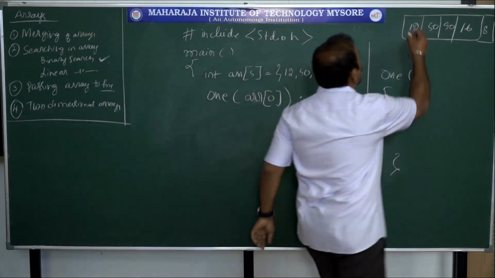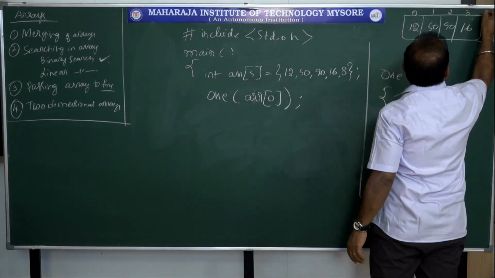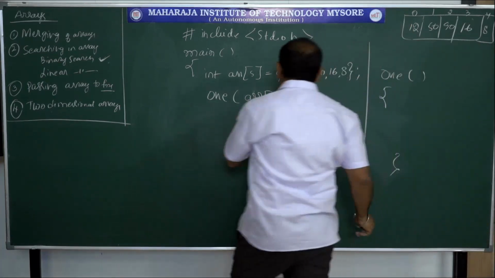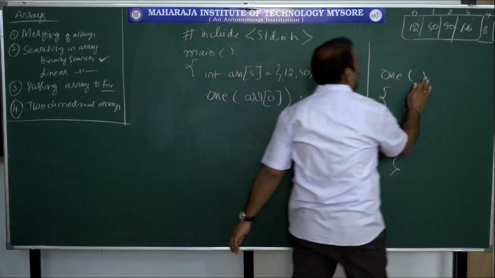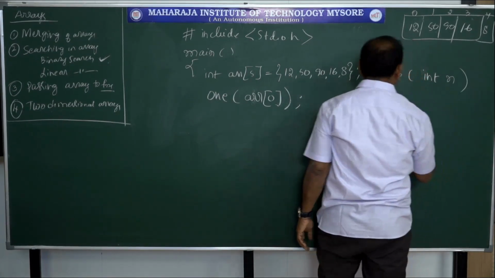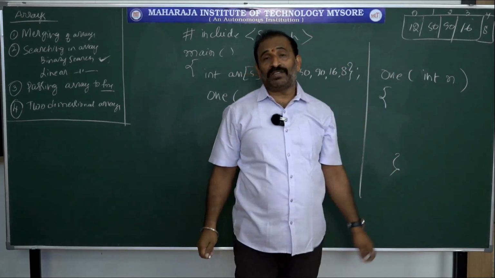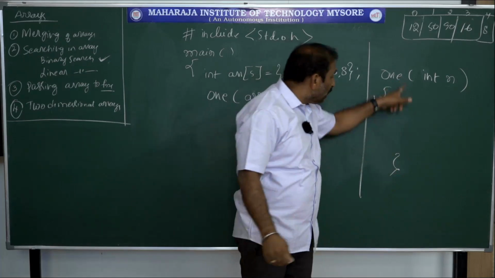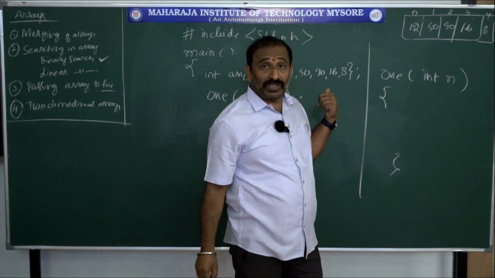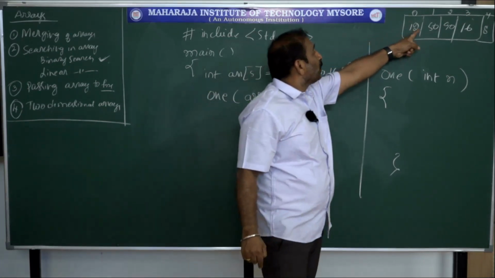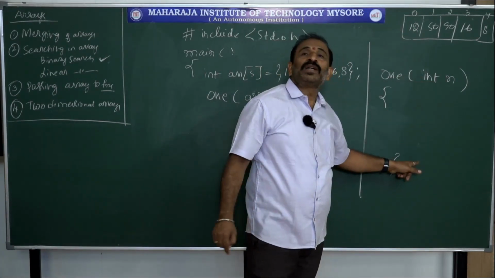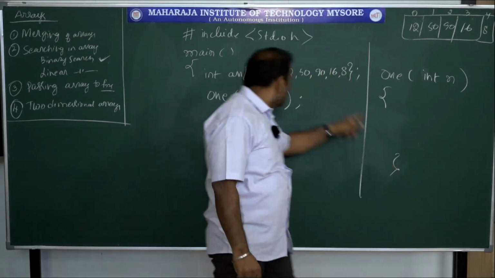This is index value 0, 1, 2, 3, 4. This is the 0th index value. It means 12 is passed to this function. So obviously when you are declaring integer n here, what is this n? n is a local variable in this function which has already got the value from the calling function. So what is the value? The value is 12, array of 0, that is 12. 12 is passed here.